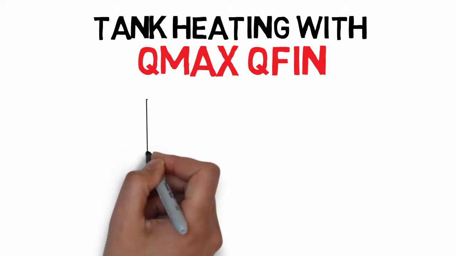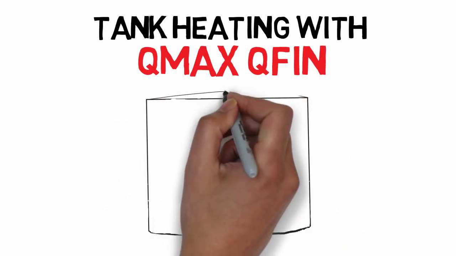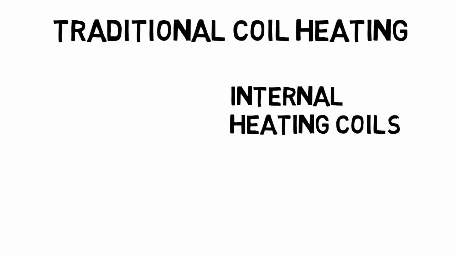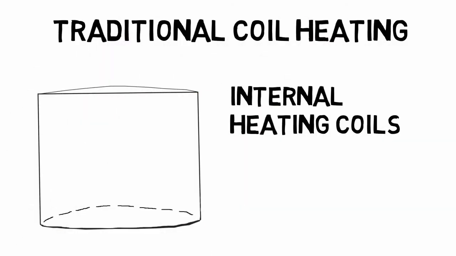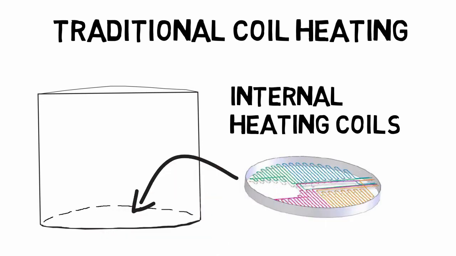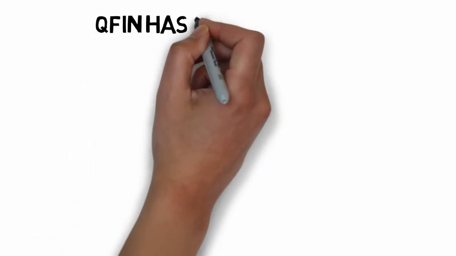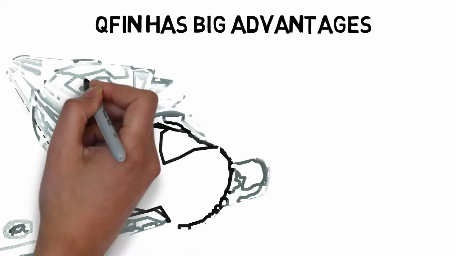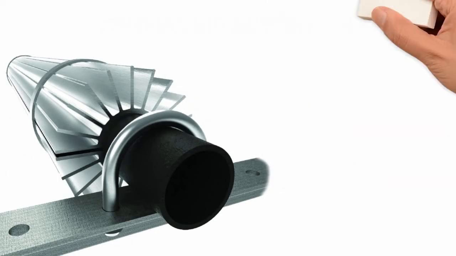Many industrial tanks must be heated to keep their contents flowing. Internal heating coils carrying hot fluids like steam or hot oil are installed to heat the tanks. In asphalt and heavy oil tanks, installing fins such as QMax QFin on the coils has big advantages.